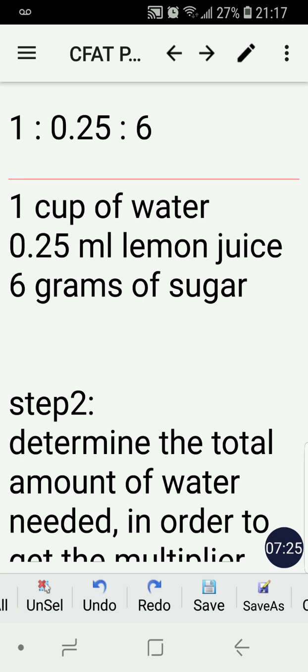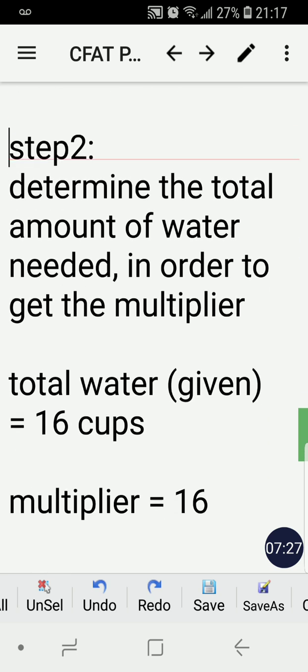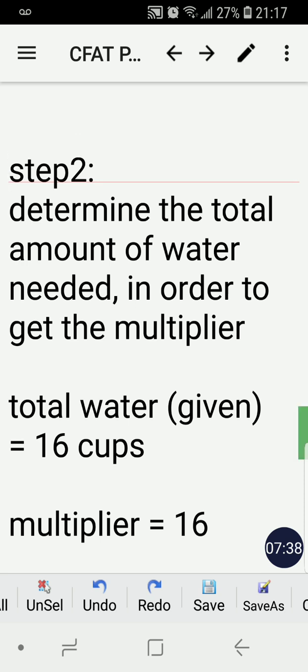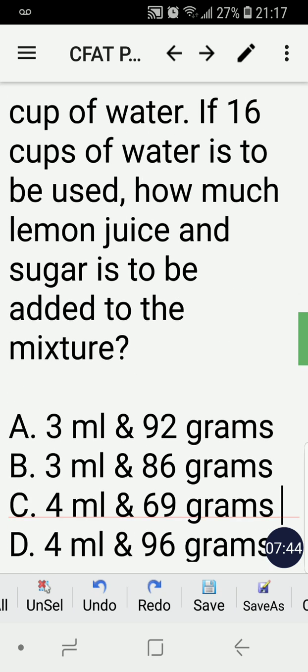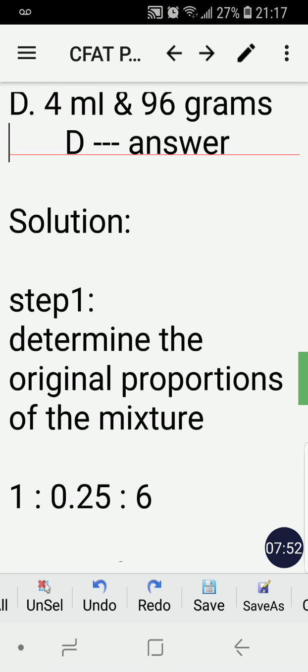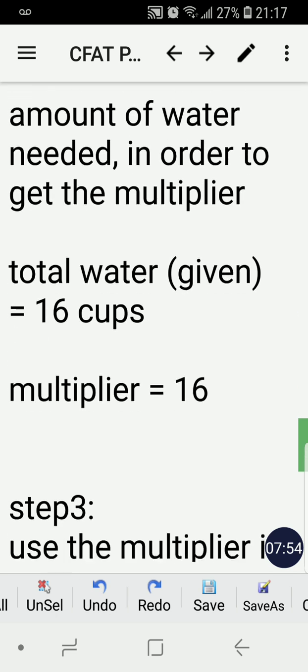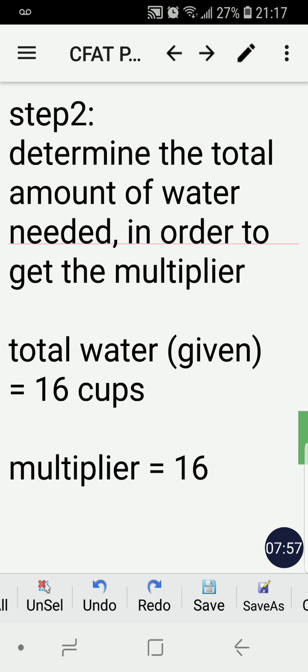And then now that we got the original proportions, step 2 is to determine the total amount of water needed in order to get the multiplier. We were also given this. It says here that if 16 cups of water is to be used, so 16 cups is the total amount of water to be used. So now we get the multiplier, which is 16. So total water given is equal to 16 cups.